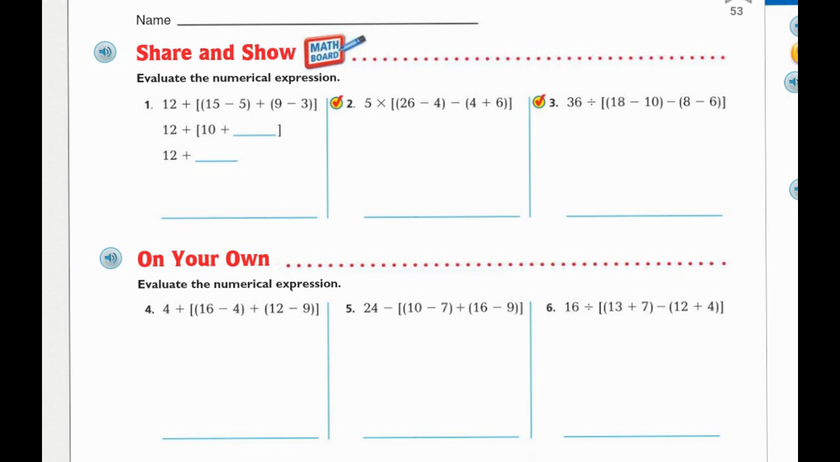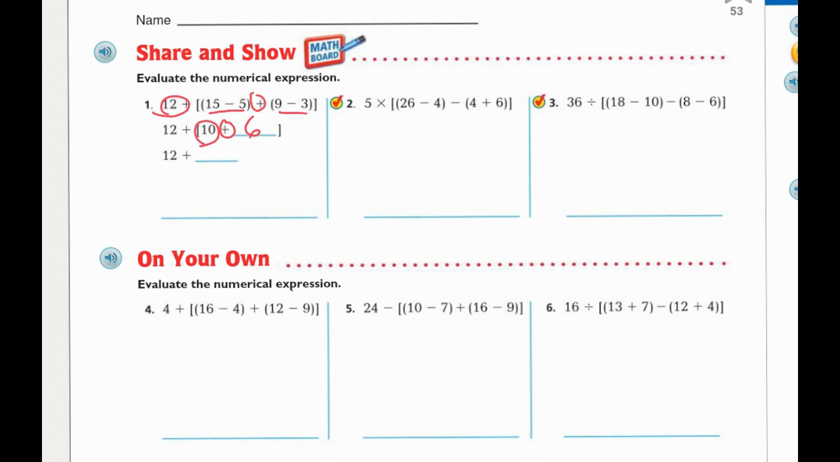Okay, let's look at the first one. So the first thing I have to do is what's inside my parentheses. So I have 15 minus 5, which is 10. They already wrote it. Then I have my plus sign. They already wrote it. Then I have 9 minus 3. 9 minus 3 is 6. Okay, and they already brought down my 12 plus.